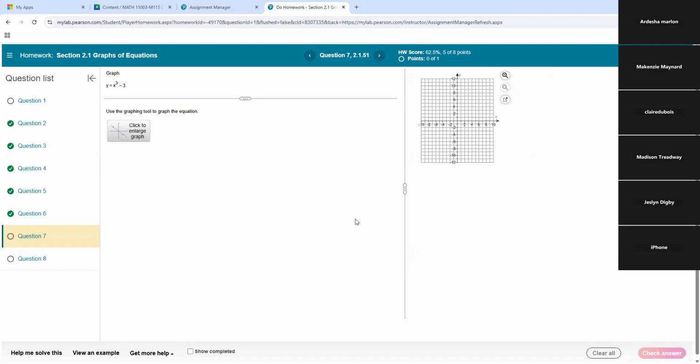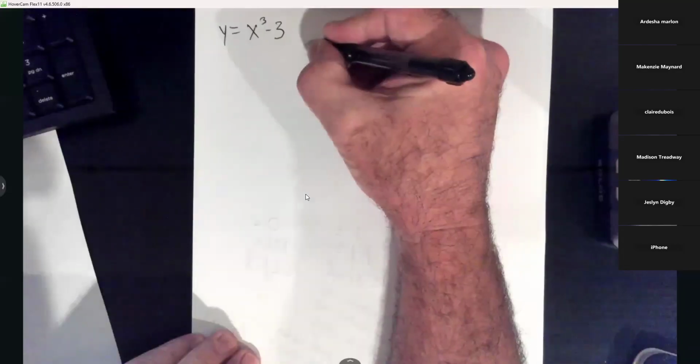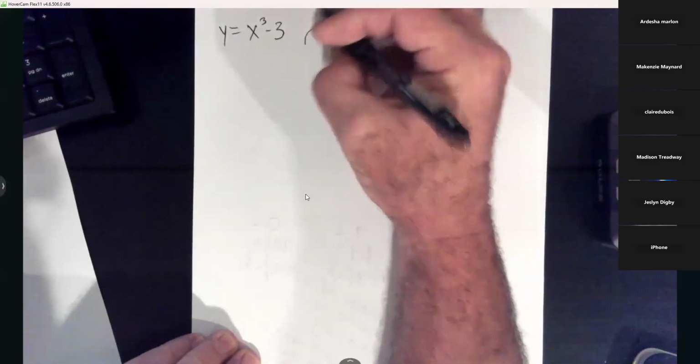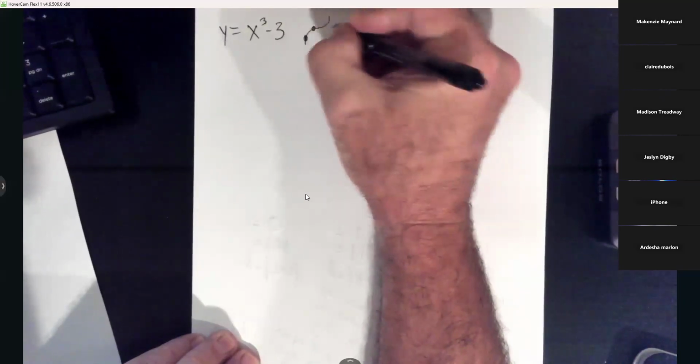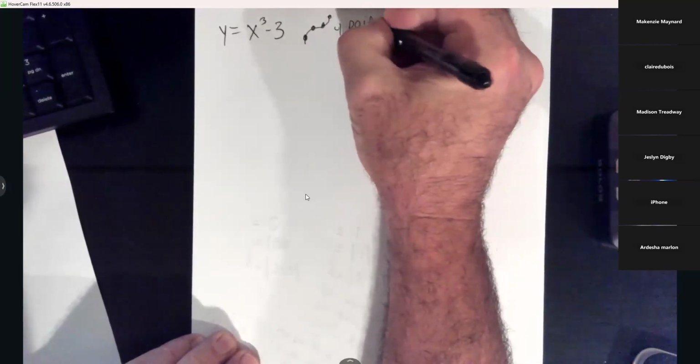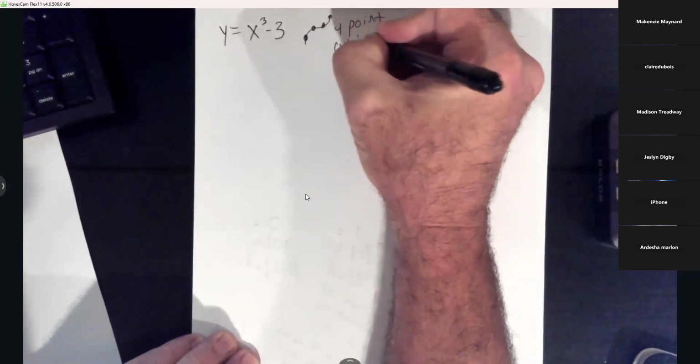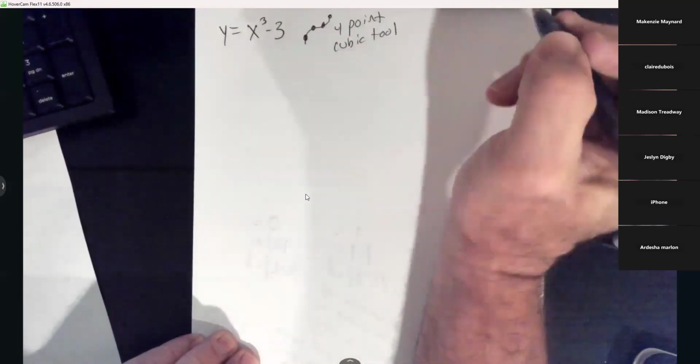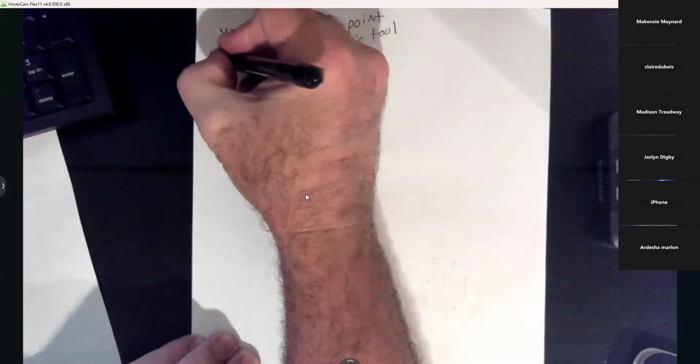All righty, y equals x cubed minus 3. All right, y'all, this one, when we graph this, this is a cube. These cubics use a 4-point cubic tool. So we need to find 4 points for this one.